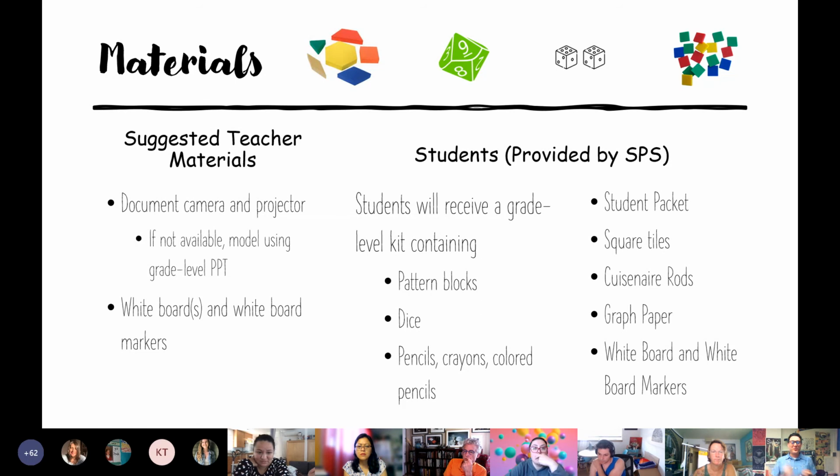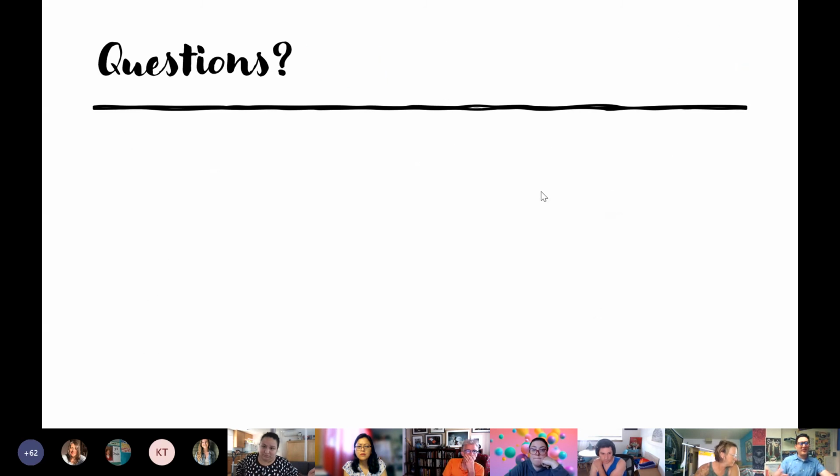They have square tiles, Cuisenaire rods, graph paper, whiteboards, whiteboard markers. It has everything they need. It's super, super awesome. I'm going to pause there. Are there any questions? Yes, there are.